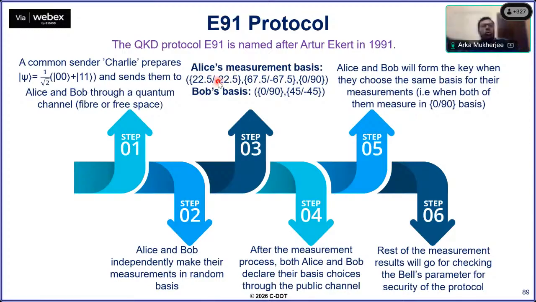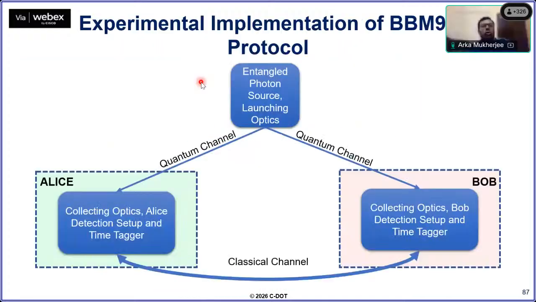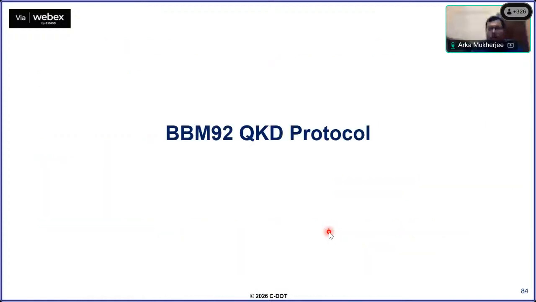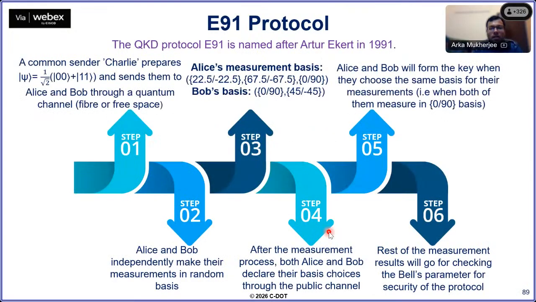You can see that these angles are the same as those that were there earlier in this equation. Here we have 0, 45, 22.5 and 67.5. Bob has 22.5 and 67.5, Alice had 0 and 45, and these angles are the same. So these will be used for performing the Bell CHSH test.